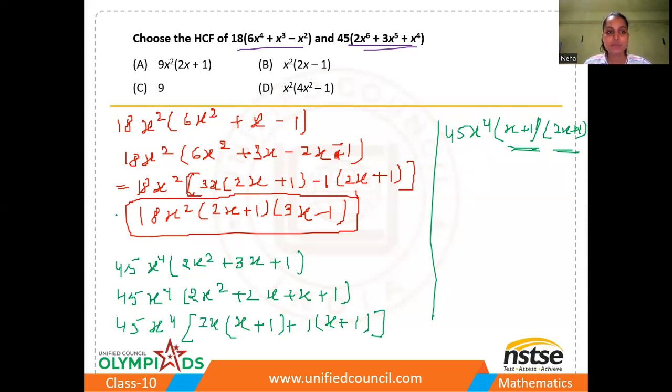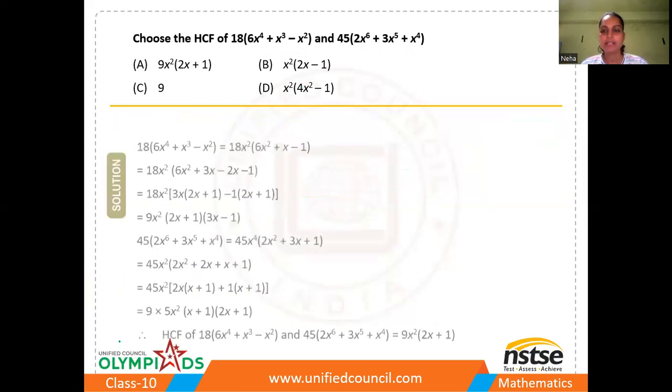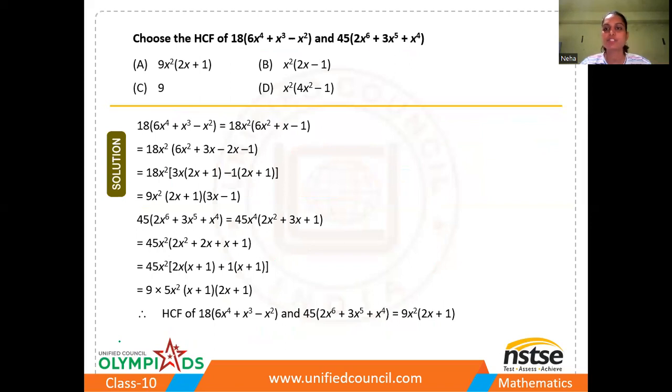This is 18. So 18 I can write 9 multiplied by 2. And this is 45, this I can write 9 multiplied by 5, okay? So now let me find out the highest common factor of these two. So the highest common factor, as I can see, is 9x square and this 2x plus 1 portion is common. Option A is the right answer. Perfect. Very nice. Let me erase this and let me represent the complete solution.